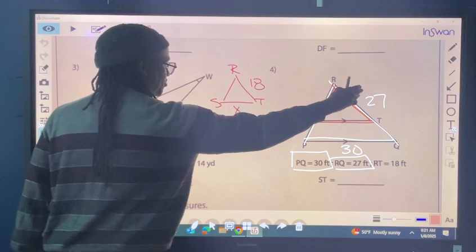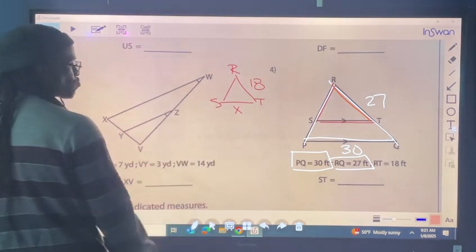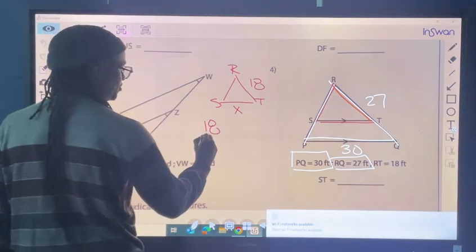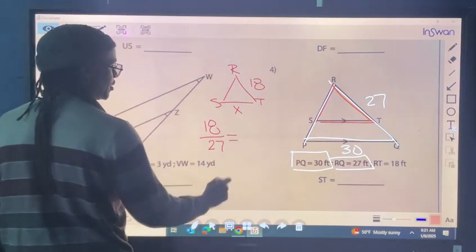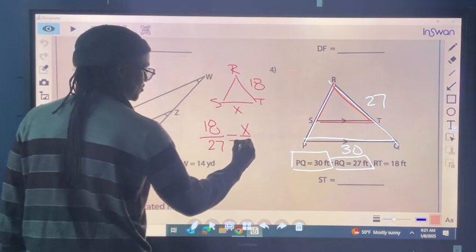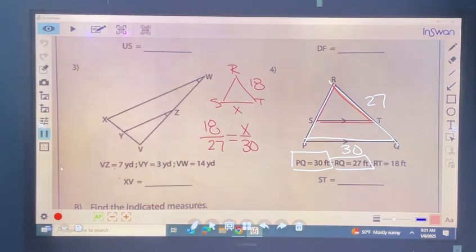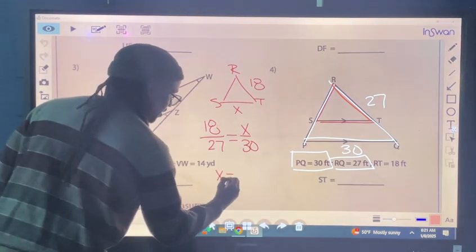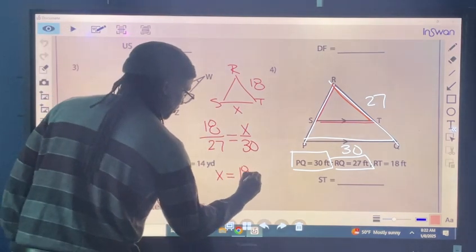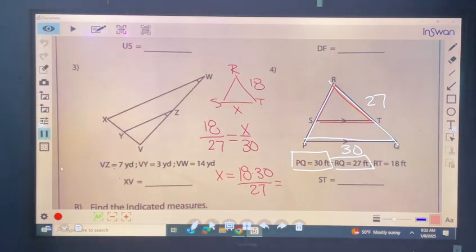Well, I color coordinated everything. All you do is keep the fractions together as they are. How can I set this up as a proportion? 18 over 27. And that's got to be similar to what? X over 30. So X is going to be what? Cross multiply. What two numbers am I multiplying? 30 and 18, and then divided by 27.